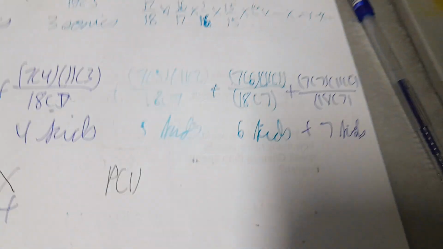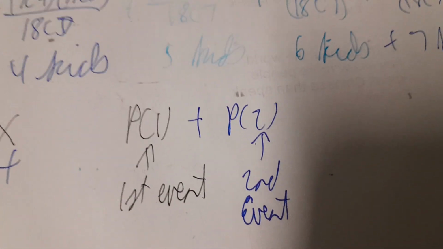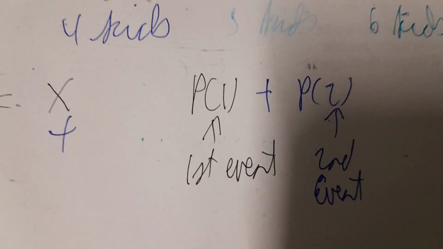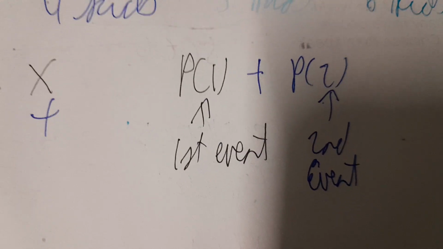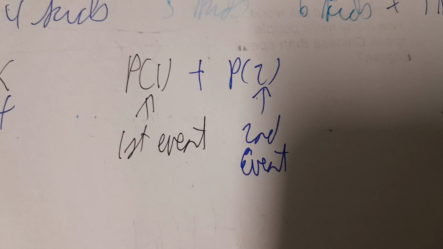Probability of one, that means the first event, plus P2, the probability of a second event. Right? So that is how compound probability works. When you do compound probability, you get the outcome of two things: the probability of getting the first event and the probability of the second event.